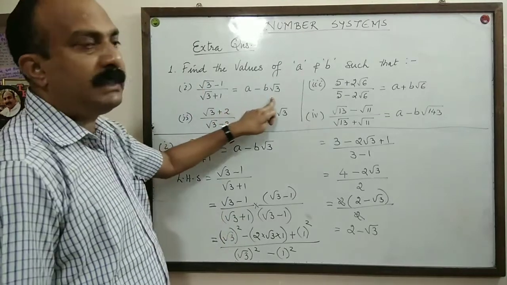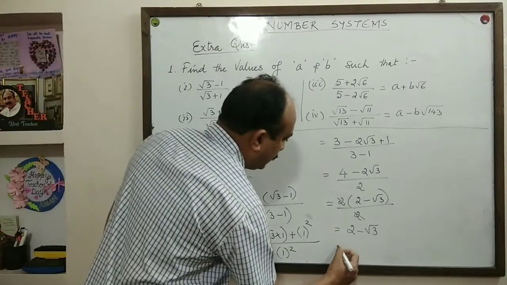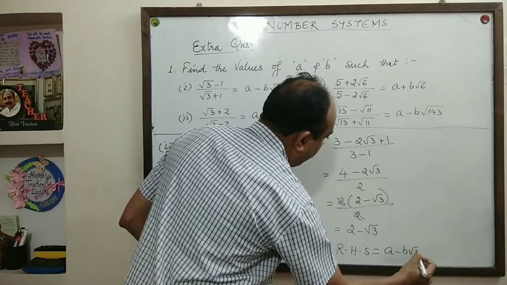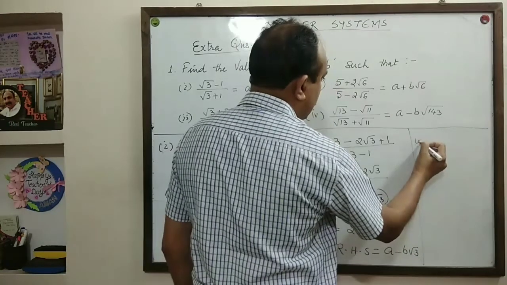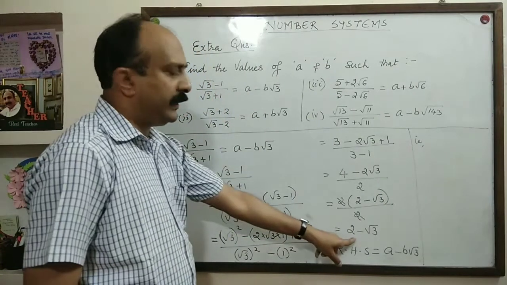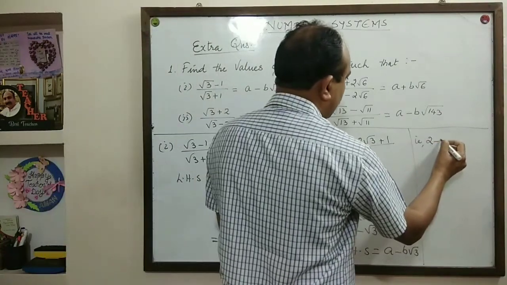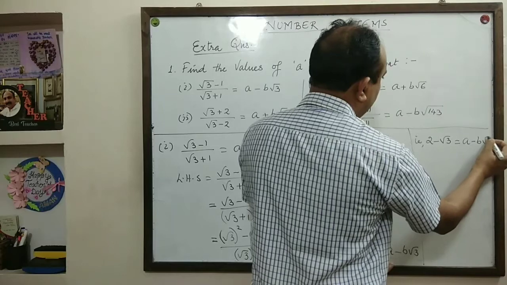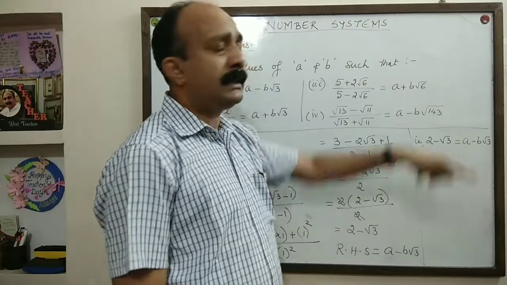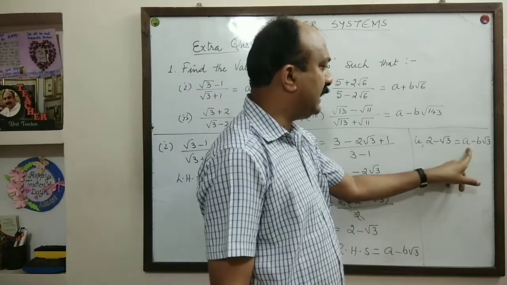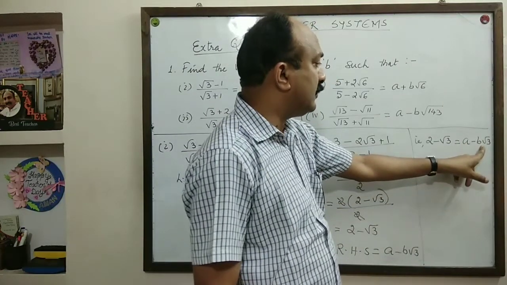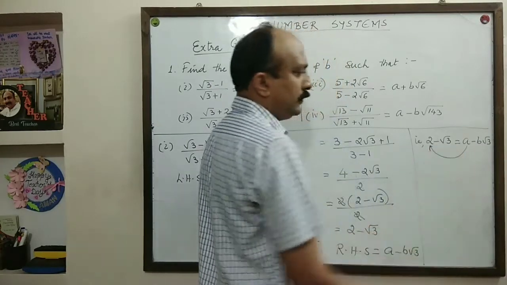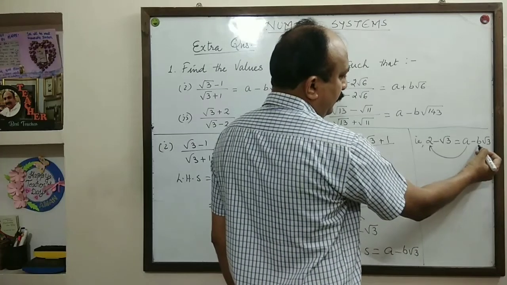Now we will compare it with RHS. So RHS is a minus b root 3. That is what we got, the simplified form of LHS, that is 2 minus root 3 is equal to a minus b root 3. Now we will compare LHS and RHS and we will see what is in place of a and what is in place of b. What is in place of a? In place of a we have 2. And what is in place of b?